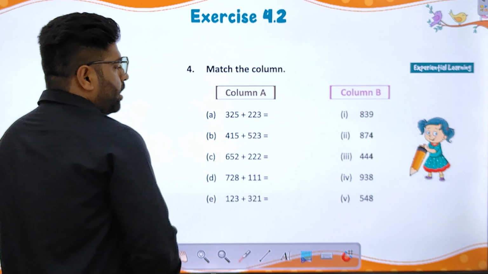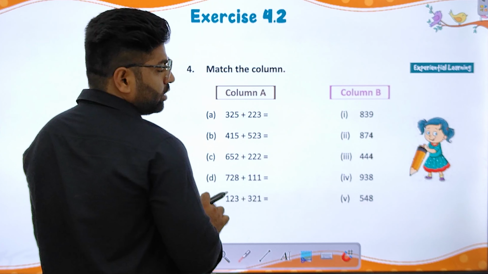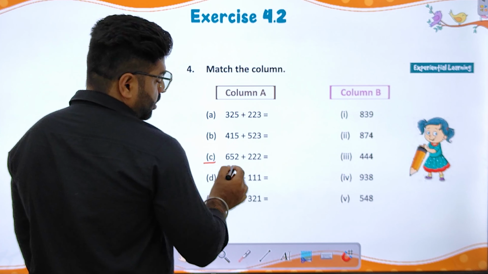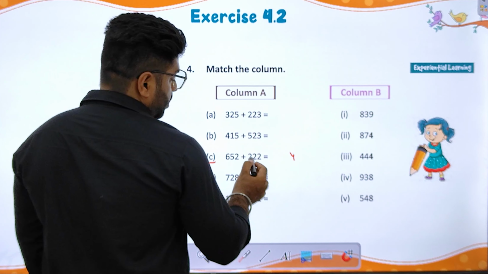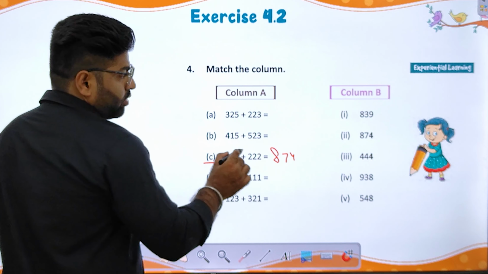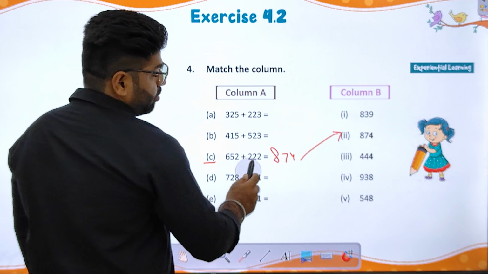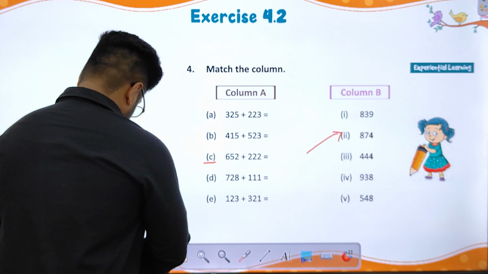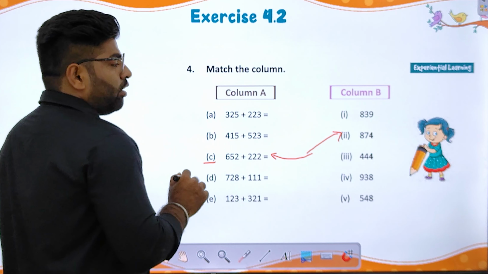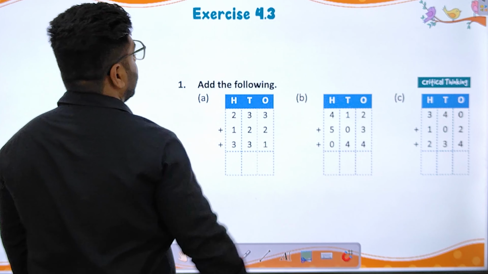Match the following. Okay, so first thing we have to just add the numbers and then match with the answer in column B. Let's pick C part. This is 2 plus 2 is 4 and 5 plus 2 is 7, 6 plus 2 is 8. Have you seen this number? Yes, here we are having it. After that you have to rub this number and simply join just like this, or you can find out the answer in rough. Clear?